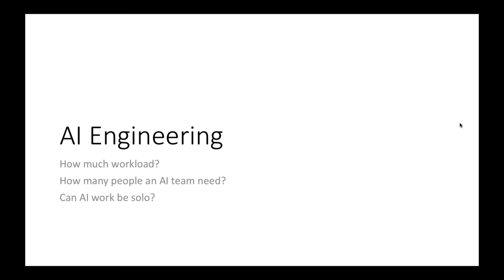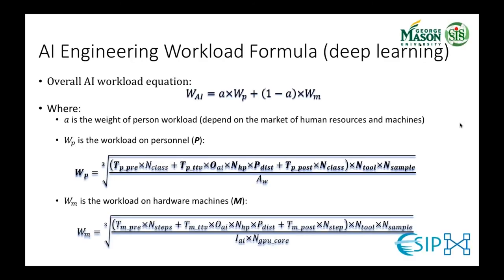I created these equations to understand what caused this heavy AI workload. So the overall AI workload, WAI, equals A multiplied by WP. WP is the person workload plus the workload of the machine. So it's divided into two parts: the person workload and the machine workload.